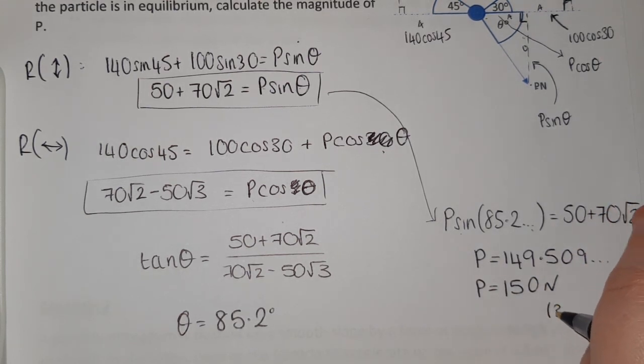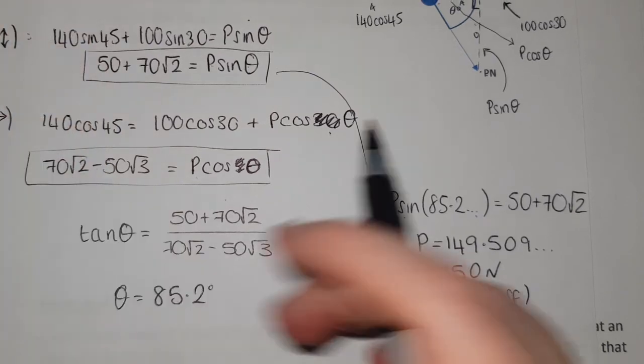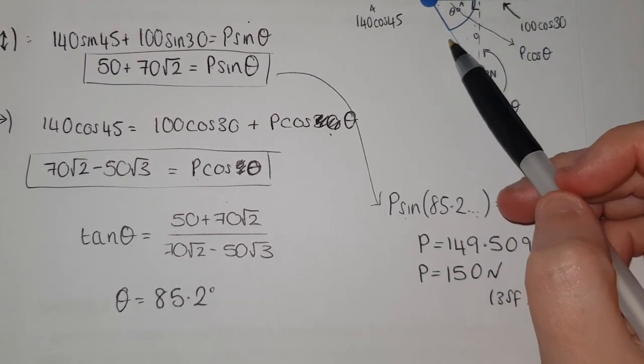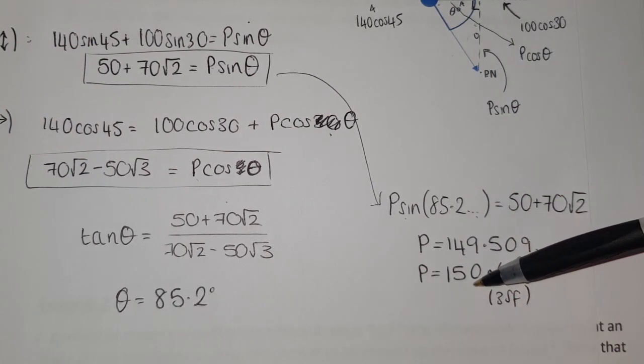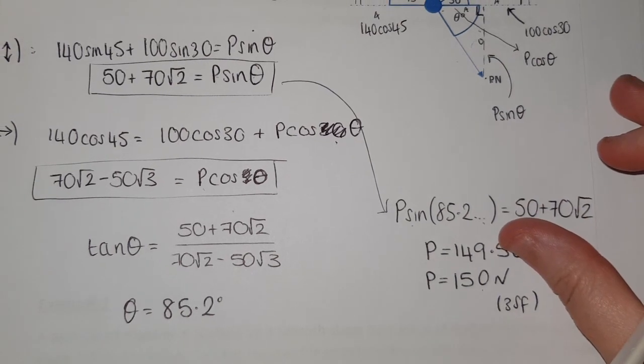Okay, or three significant figures, two significant figures, both came out the same. And that's it. So for my unknown force here, I've got a force of 150 newtons acting 85.2 degrees below the horizontal.